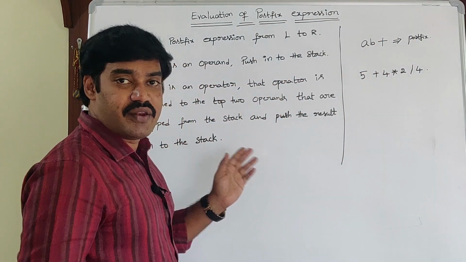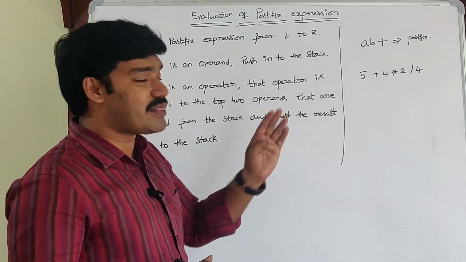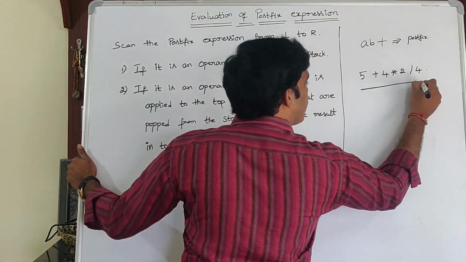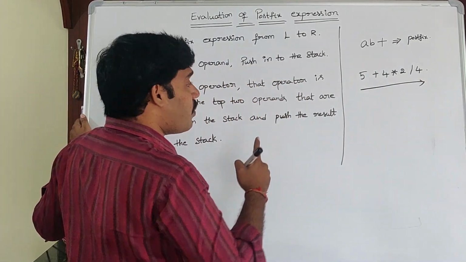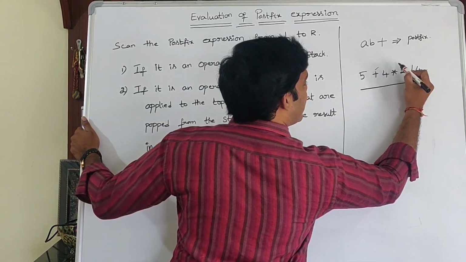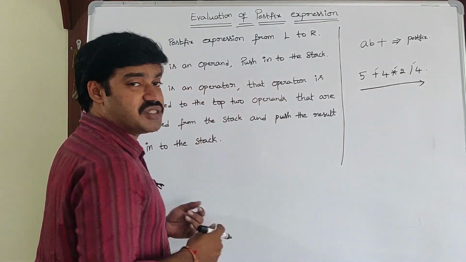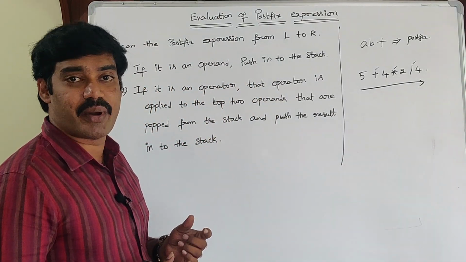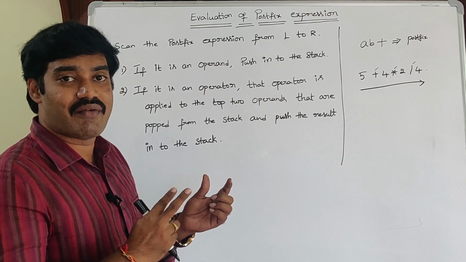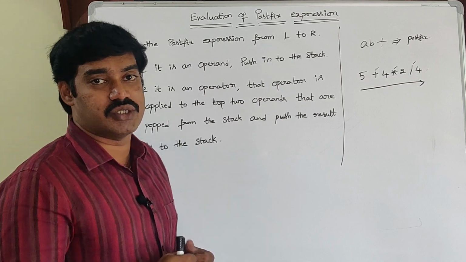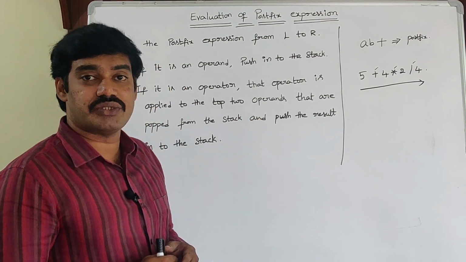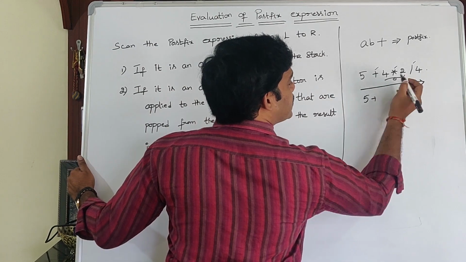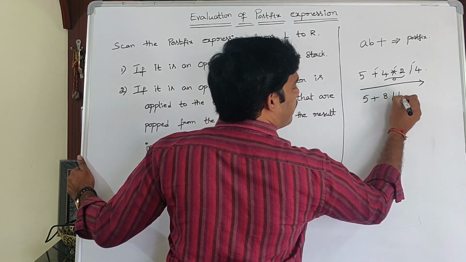In evaluation of an infix expression, the processor has to scan the expression from left to right multiple number of times. First, it scans the expression from left to right. How many operators are there? 3 operators: plus, star as well as slash. Which operator is having the highest priority? Star and slash are having the same priority. When 2 operators are having the same priority, then we will look for associativity. For arithmetic operators, associativity is from left to right. So 4 * 2 is evaluated first, 8 divided by 4.